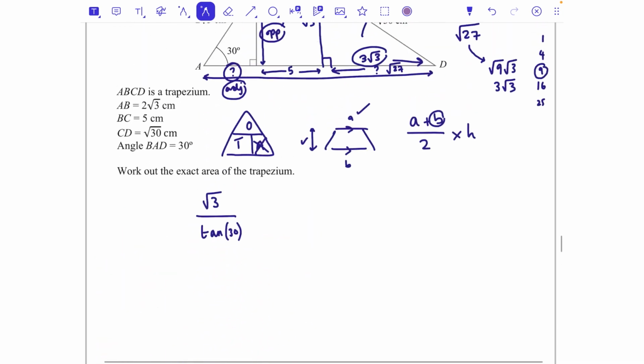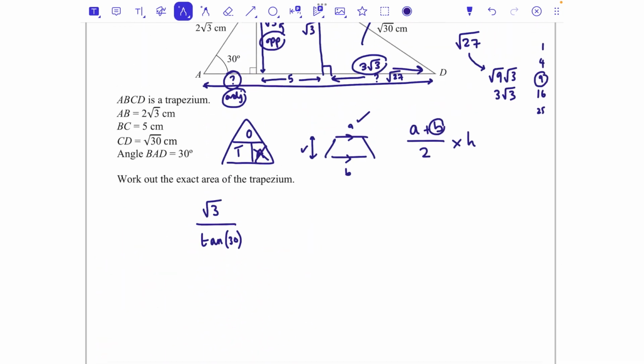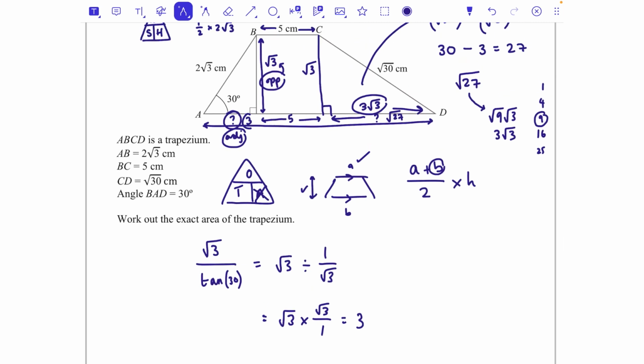So 1 over root 3. Now if you are dividing by 1 over root 3, so this is the same as root 3 divided by 1 over root 3, we know that when we're dividing by a fraction, we can multiply by the reciprocal. So that is root 3 times root 3 over 1, which is just root 3 times root 3, which is 3. So this side here is 3. You could also have got that by using Pythagoras.